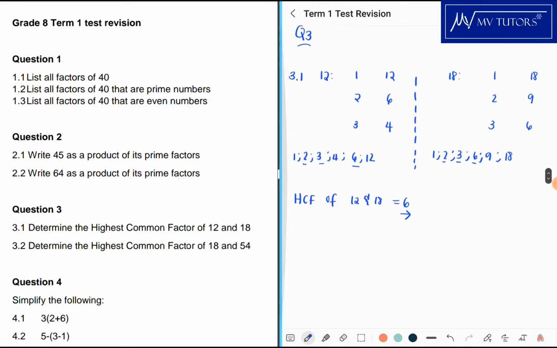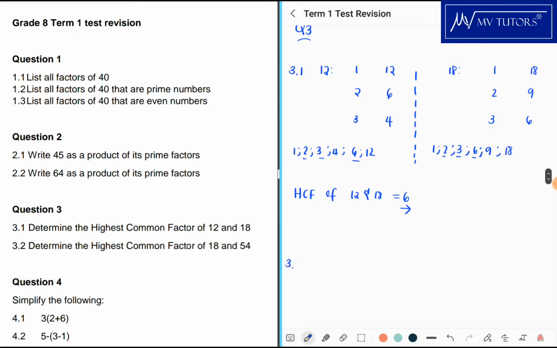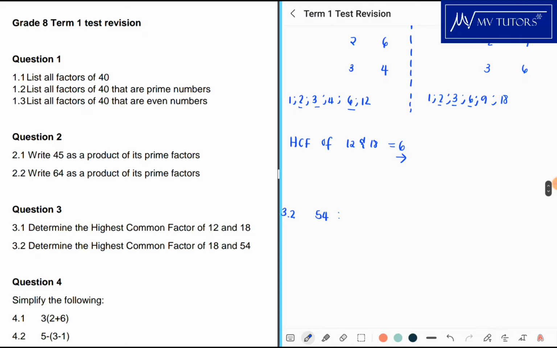All right, that wasn't so bad. And now 3.2, determine the highest common factor of 18 and 54. Okay, we already have those for 18, so I don't think we need to write it down again. Let us go to 54 and write down the factors of 54. So we have 1 and 54. We have 2 and 27. Okay, 27 times 2 is 54.